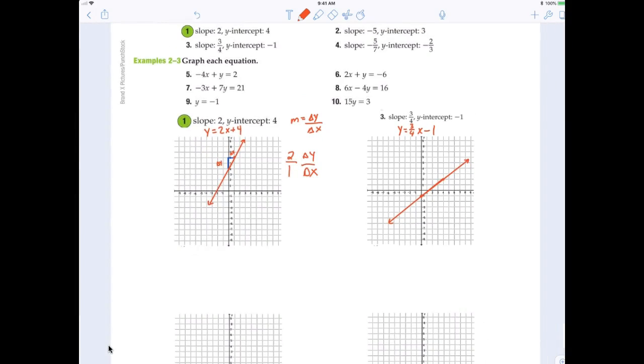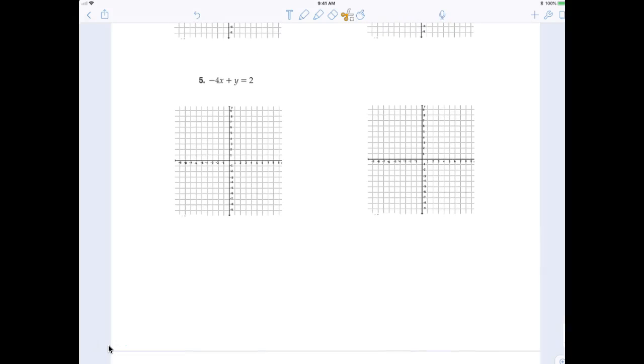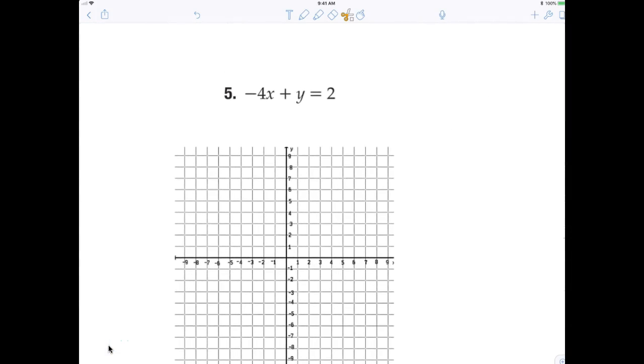Now I'm going to grab number 5. Okay, now all I have to do is graph this. But I have a problem with number 5. Who can tell me what the problem is on number 5? Good job. What is it? That is exactly correct. Couldn't have said it better myself.